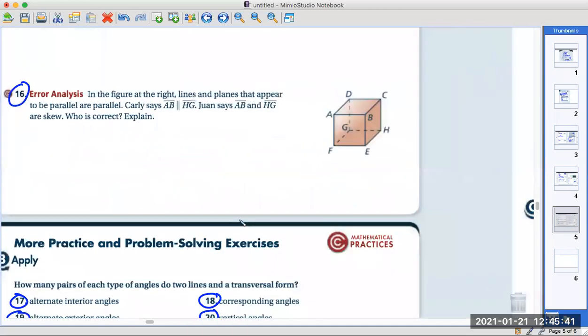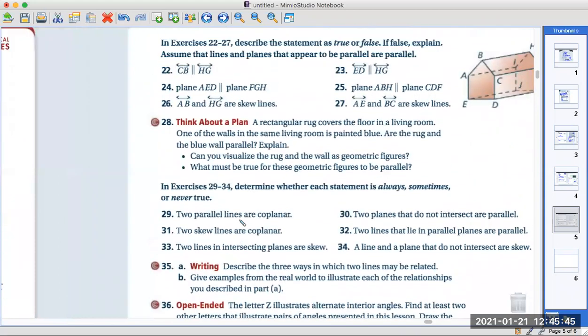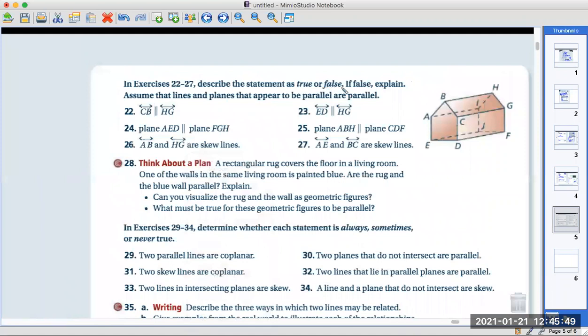Okay, and then on this page, these are really short, guys. These are true, false questions. Describe the statement as true or false. So that's it. If false, explain. So if it's false, say no because. All right, so that's all of these. So you're looking at this diagram here.